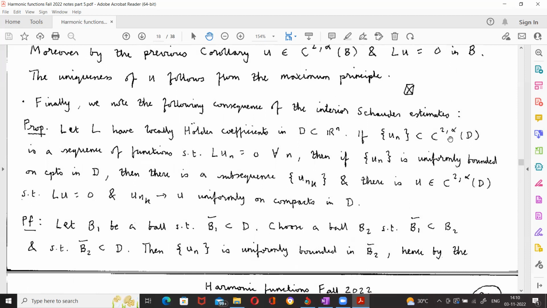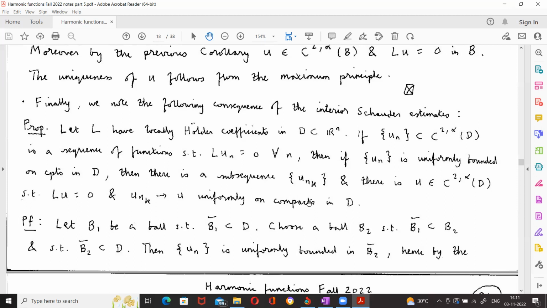Okay. Right. So we have the following sort of Montel theorem for solutions of elliptic equation operators. If the u_n are C^{2,α} in the domain D, such that they are L-harmonic, so L u_n is 0 for all n, then if the u_n are uniformly bounded on compacts in the domain, then there is a subsequence u_{n_k}, and there is a u in C^{2,α}(D), such that Lu is 0 and u_{n_k} converges to u uniformly on compacts in D.